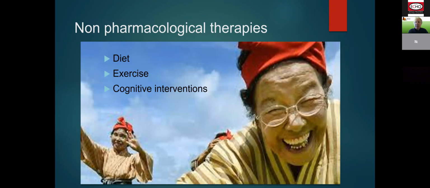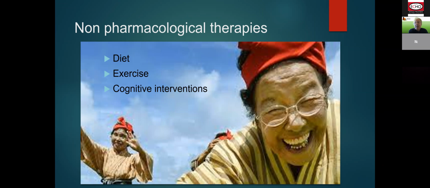So just talking about the non-pharmacologic interventions, the diet, exercise, and cognition are the mainstay for dementia therapies. Things like reminiscent therapy is a cognitive intervention. Occupational therapists are very good at cognitive training. You can see a nice picture here of these 100-year-old Okinawans who don't get dementia. And part of it is because they're always exercising, they're dancing, they have great social hours. And their social hours consist of green tea, not a martini.